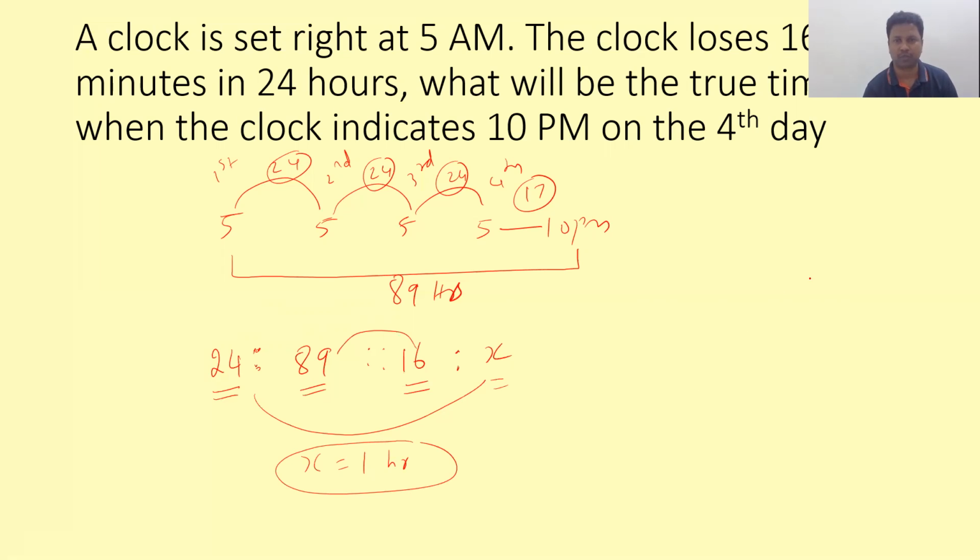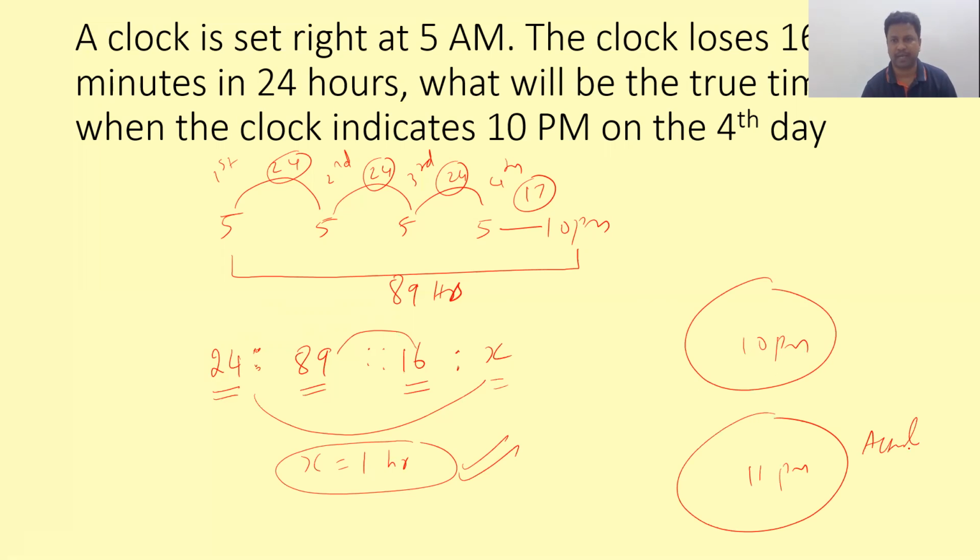If the clock shows 10 p.m., the actual time will be 11 p.m., correct? If it shows 10 p.m., it is losing 1 hour, which means the actual time is 11. It is 1 hour late. So it is showing 10 p.m. So the answer is 11 p.m. On the fourth day, instead of 11, the clock is showing 10 because it is 1 hour late.